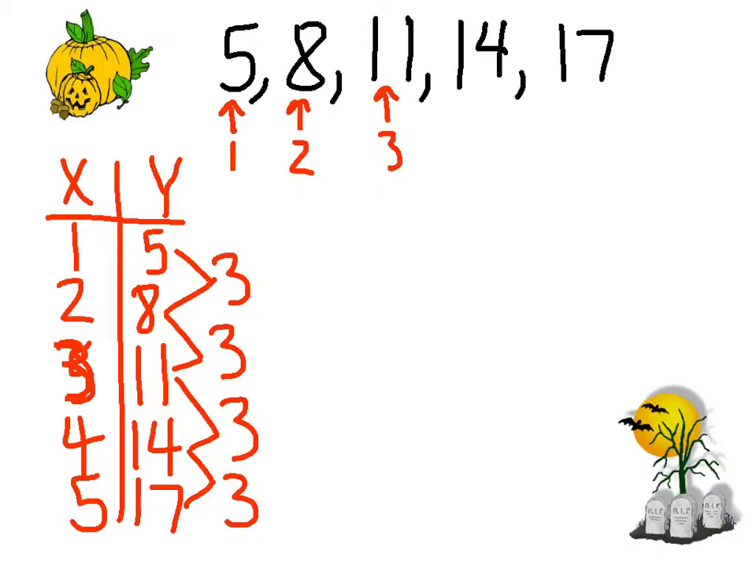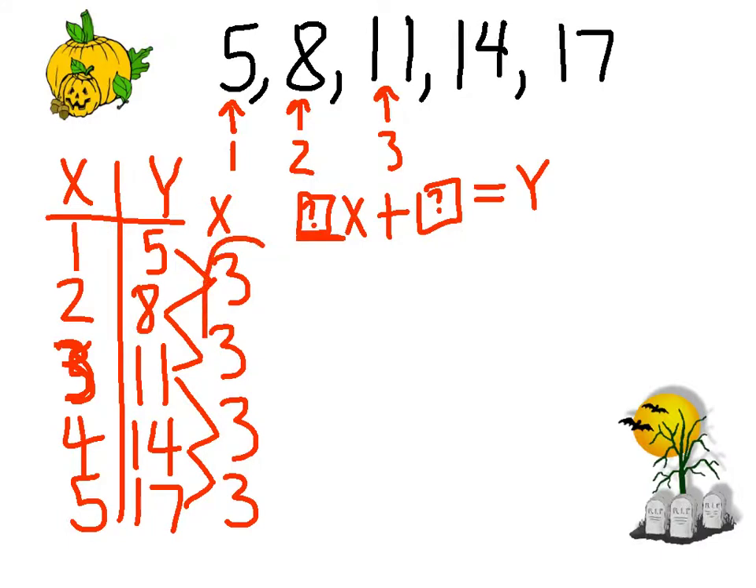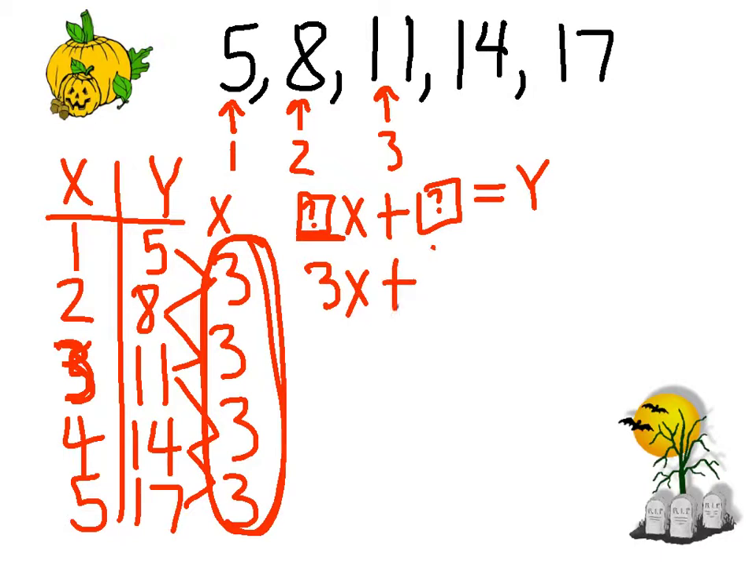What this means is that the function that this came from has an x in it. It's some number times x. So some value times x plus some other value gives us y. The coefficient that goes in front of x is the number that is the difference between our y's. So right here, this is going to be our coefficient. That means we're going to have 3x plus some number that we don't know yet gives us our y values.